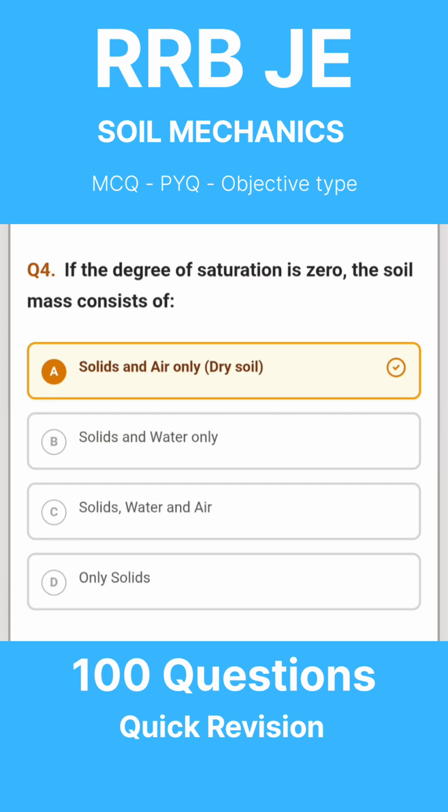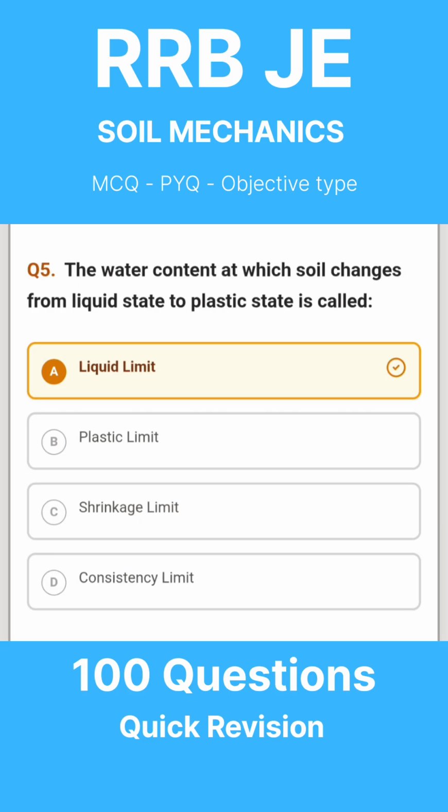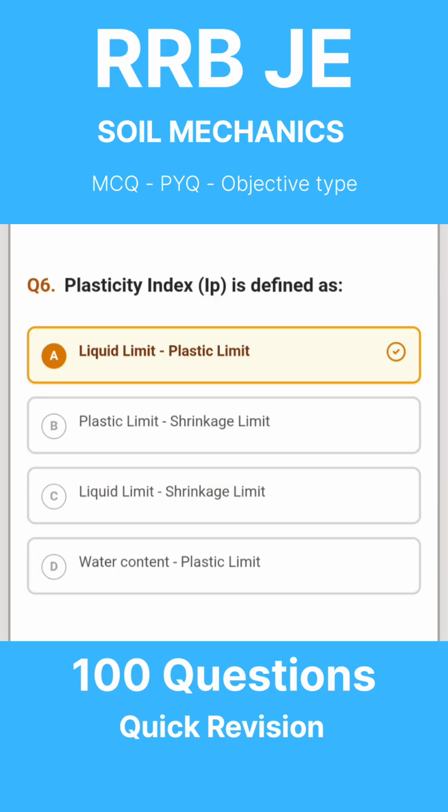Question 4. If the degree of saturation is 0, the soil mass consists of. The correct answer is solids and air only, dry soil. Question 5. The water content at which soil changes from liquid state to plastic state is called. The correct answer is liquid limit. Question 6. Plasticity index IP is defined as. The correct answer is liquid limit minus plastic limit.